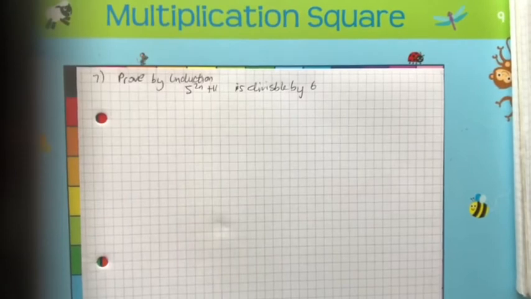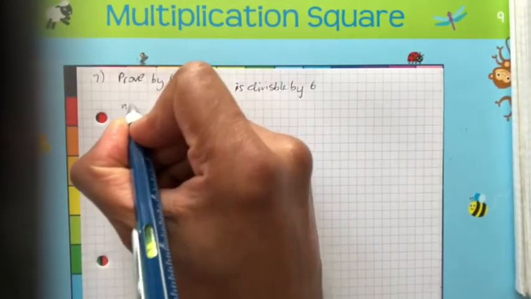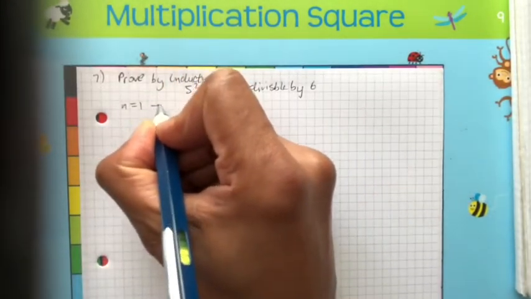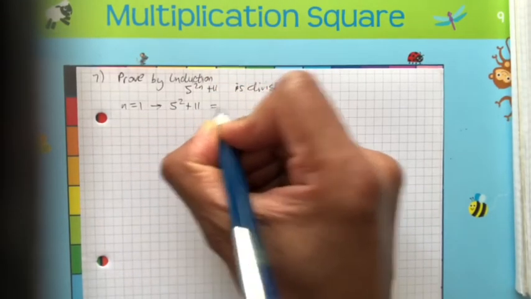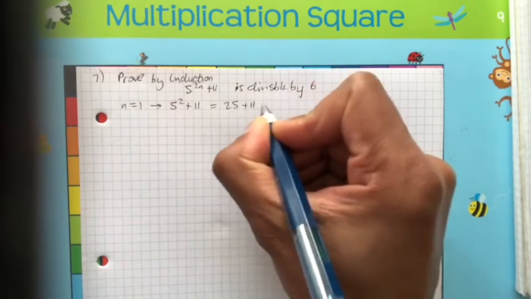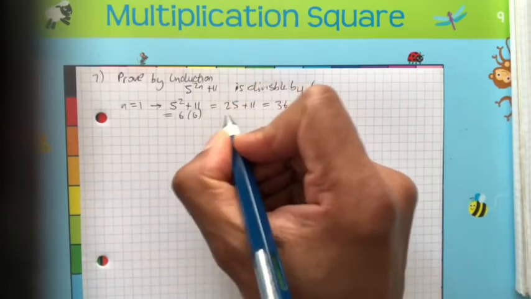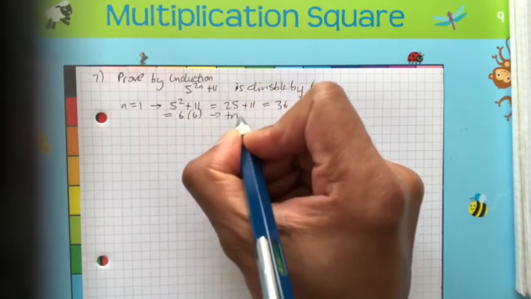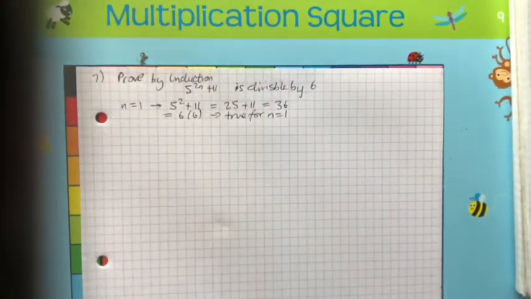And question 7. So question 7 says prove by induction that for all positive integers n, 5 to the 2n plus 11 is divisible by 6. So we need to go through our stages. So the first one is to show it for n equals 1. So that gives 5 to the power of 2 times 1, which is 2, plus 11, which is 25 plus 11, which is 36. That's equal to 6 lots of 6. So it's true for n equals 1. So make sure you make that statement that it's true for n equals 1.